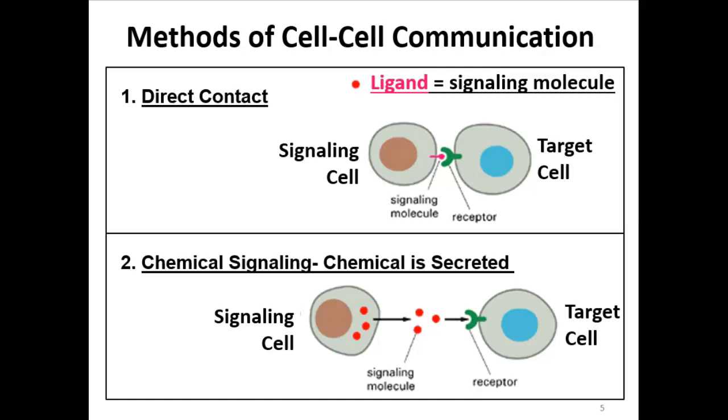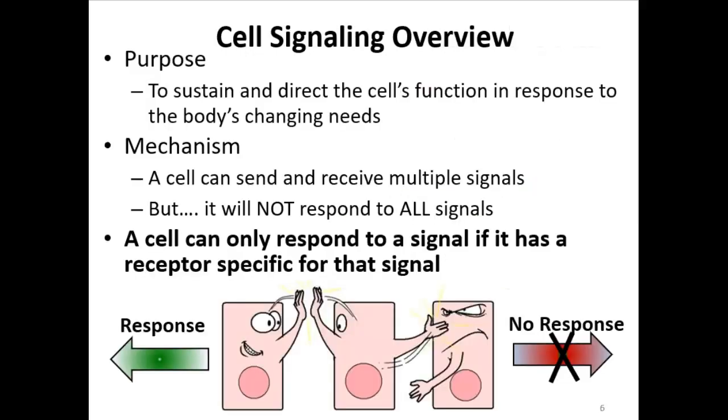Because that ligand is secreted, scientists call this second method chemical signaling, because the chemical is released or secreted into the extracellular fluid. And the ligand will diffuse away from the signaling cell to eventually reach a target cell that has an appropriate receptor for that ligand. There are variations in both methods, direct or chemical cell signaling. But first, let's look at the big picture.